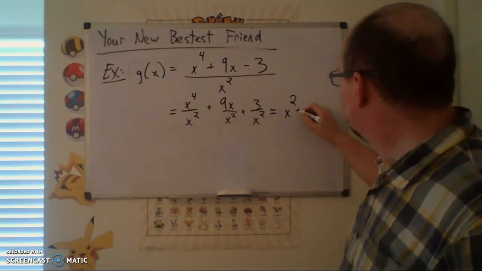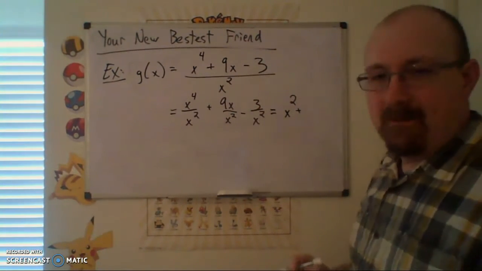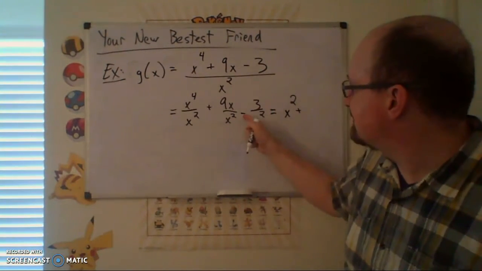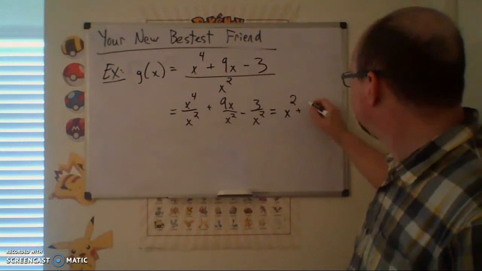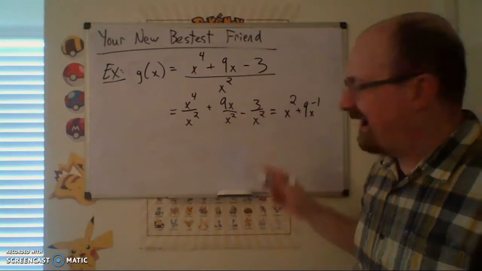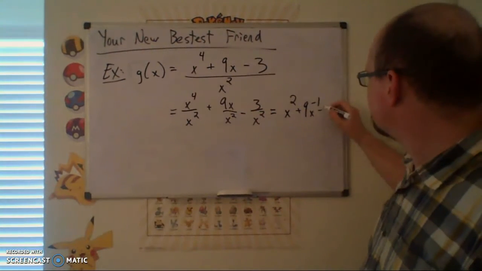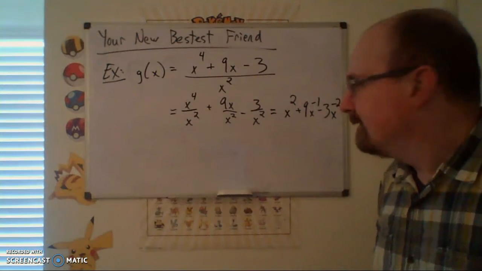x squared, plus, that should have been a minus. My apologies there. Note that was a negative. It should have been a negative. My bad. So x to the 1 minus 2. So we have x to the negative first minus 3x to the negative second.